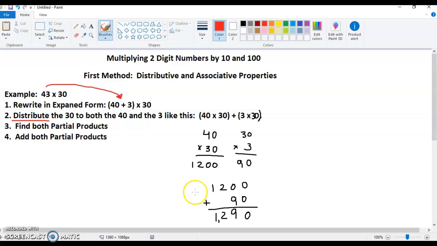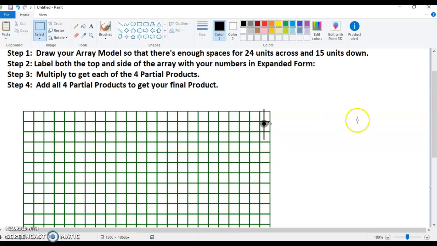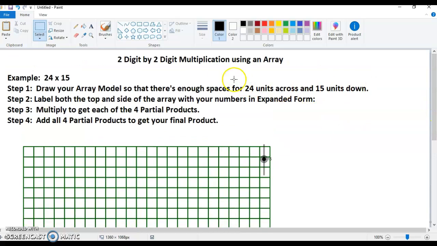Okay, so for now, I'm going to move on to the next one. If you have any questions about how to do something like this, just reach out to me or to your homeroom teacher. That's fine. The next one is using an array. An array is kind of neat.